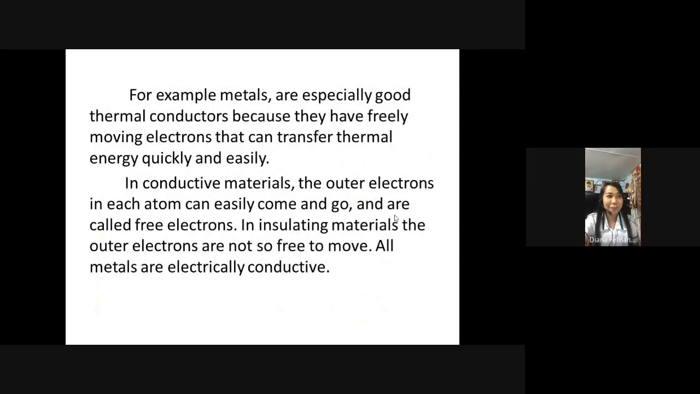May idea ba kayo? For example, metals are especially good thermal conductors because they have freely moving electrons that can transfer thermal energy quickly and easily. So, meron silang mga freely moving electrons. Okay? Ang tawag sa mga bagay na kinakapitan o dinadaluyan ng kuryente at ng init ay mga conductors. Yung mga bagay naman na hindi dinadaluyan ng kuryente ay tinatawag na ano? Insulators. Tandaan niyo yan mga bata.